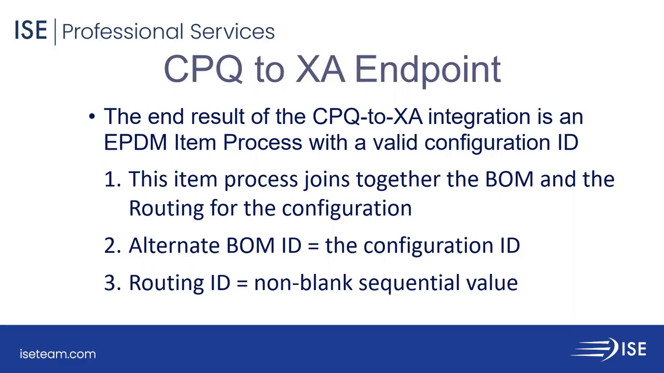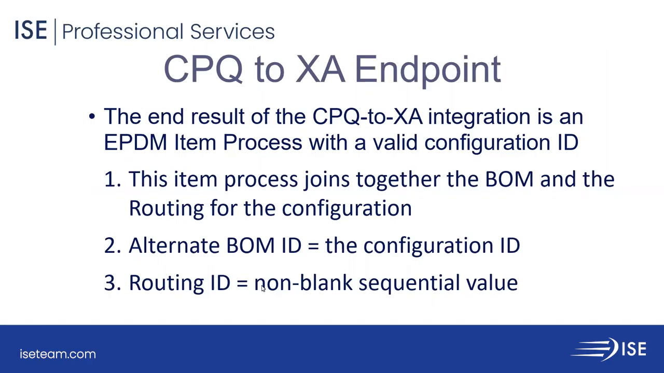So you have the definition of an item process. It has a valid configuration ID. It's joining together a bill of material and a routing for that configuration. The alternate bill of material ID will be the configuration ID. And then the routing ID will be a non-blank sequential value that XA provides. Those are all uppercase letters.